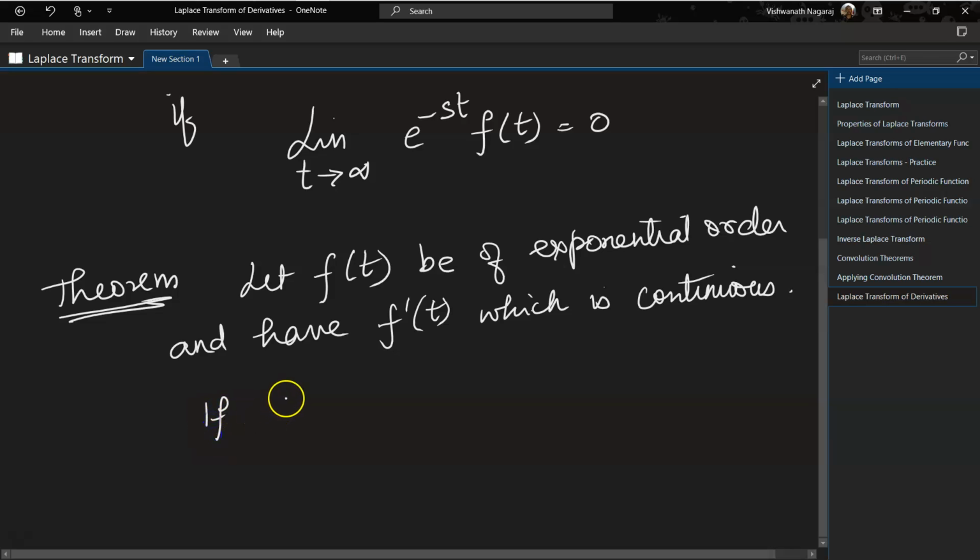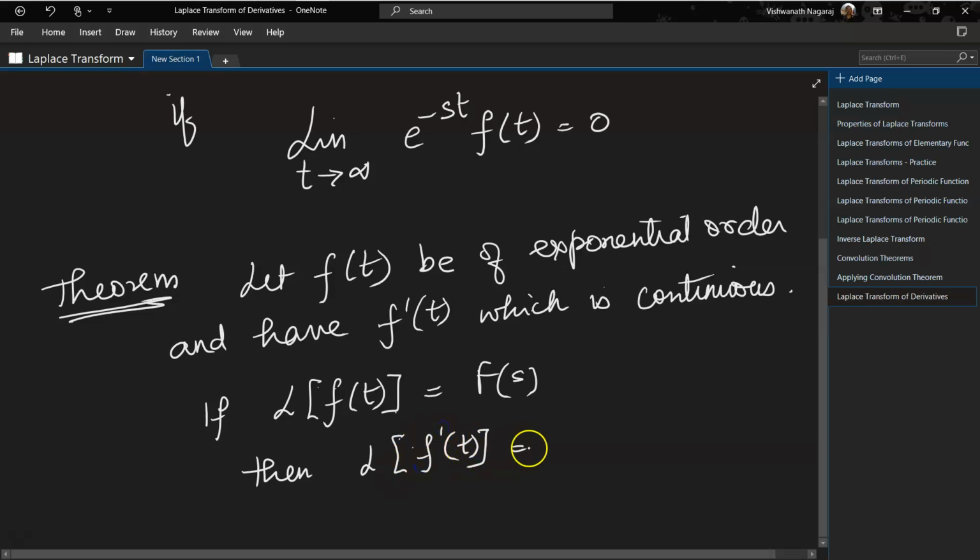So if the Laplace transform of f of t is equal to capital F of s, then the Laplace transform of f prime of t is equal to s times capital F of s minus f of 0. This theorem says that the Laplace transform of the derivative of f can be evaluated through this simple algebraic expression.